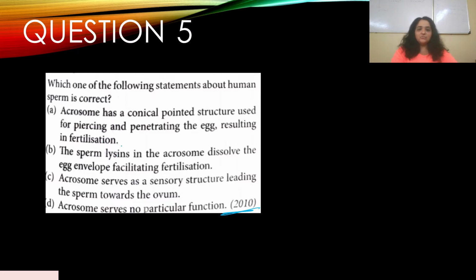But the acrosome is a conical pointed structure, but it is not really there for piercing the egg, right? That is incorrect. But it contains a lot of enzymes, proteolytic enzymes. So the correct answer is B. Sperm lysins in the acrosome dissolve the egg envelope, facilitating fertilization, so that they can then penetrate the egg. So the answer is B. That's the correct statement.